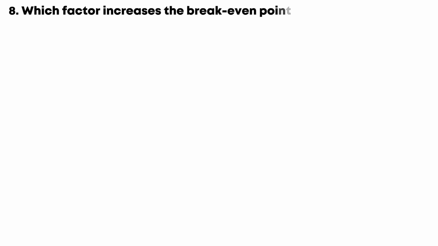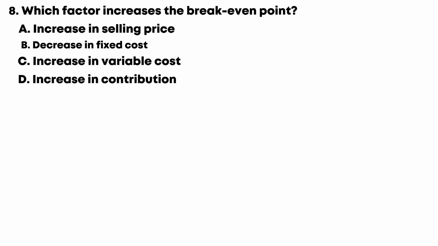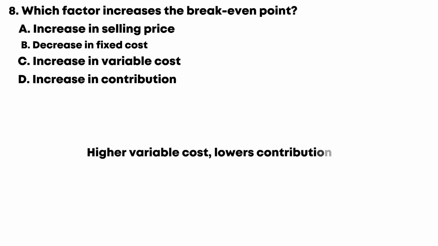8. Which factor increases the break-even point? A. Increase in selling price. B. Decrease in fixed cost. C. Increase in variable cost. D. Increase in contribution. Higher variable cost lowers contribution. The answer is C, increase in variable cost.